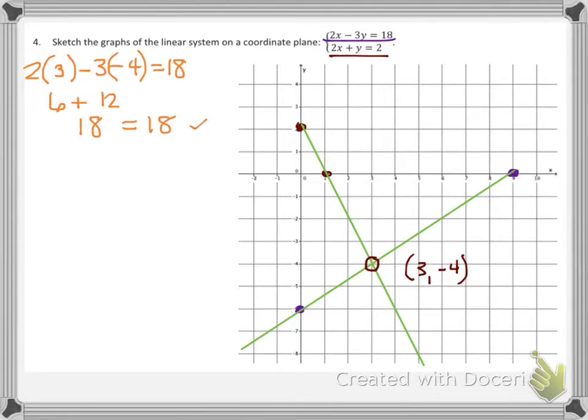And then we'll check the second. 2 times our x, which is 3, plus our y, which is negative 4, is equal to 2. And when we simplify, we get 6 and a negative 4. And 6 minus 4 is 2. And of course, that equals 2. So it is a solution to the second equation as well. And that means it is the solution to the system. And we know that because that's the one point that is shared by both lines.